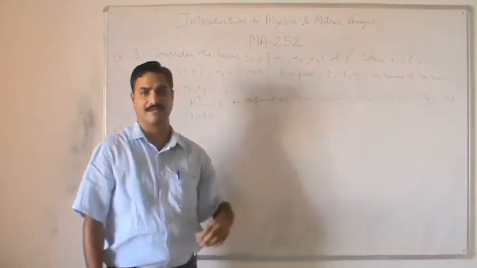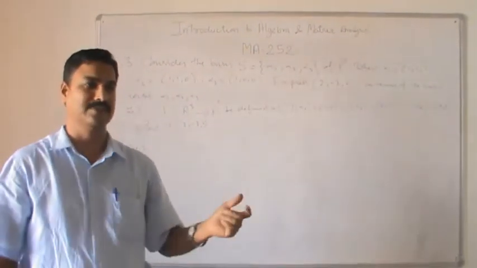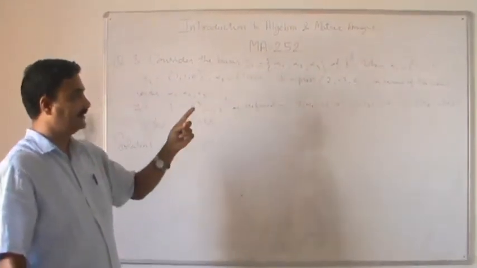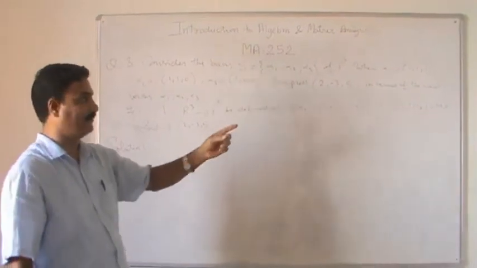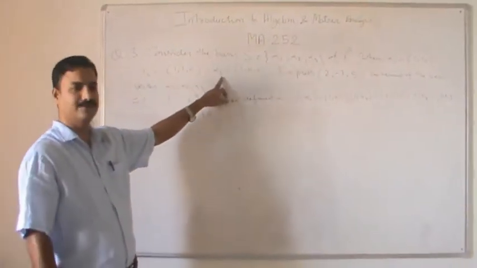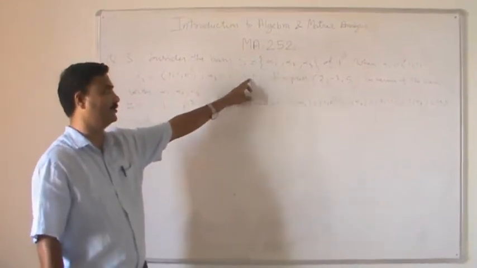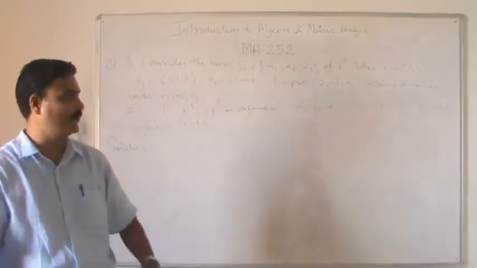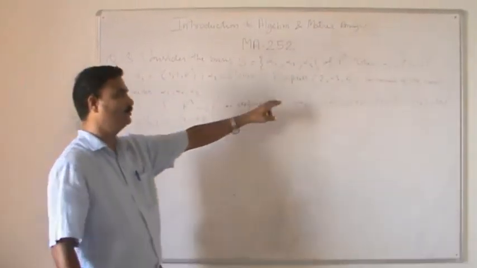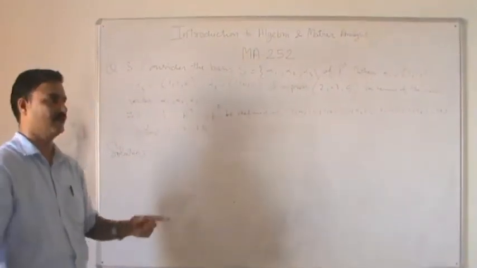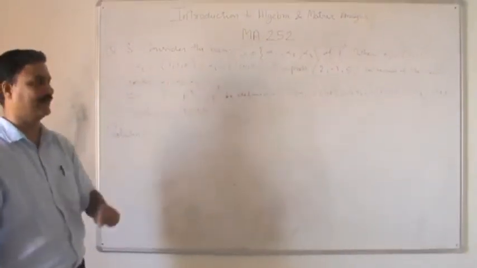of the 3 dimensional vector space R cube, which possesses R, the set of real numbers, as its field. And these three basis vectors are given by alpha 1 is (1, 1, 1), alpha 2 is (1, 1, 0), and alpha 3 is (1, 0, 0). And in the first part of this question, we prove this vector (2, minus 3, 5) can be expressed as a linear combination of these three basis vectors, alpha 1, alpha 2 and alpha 3.